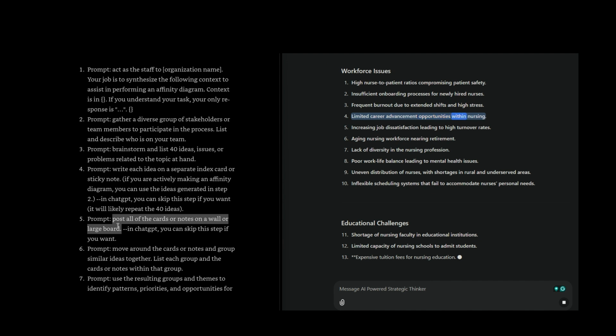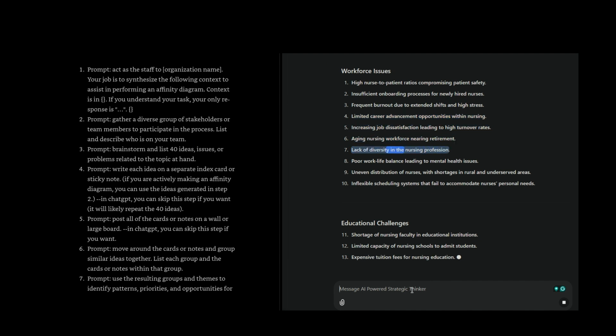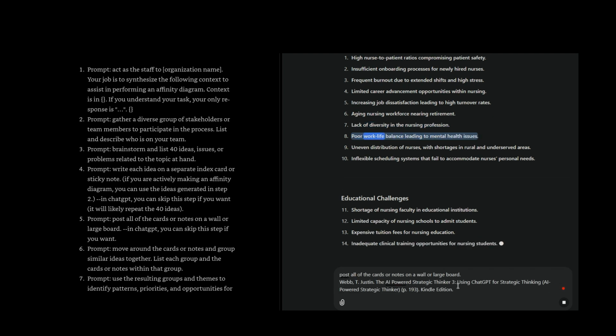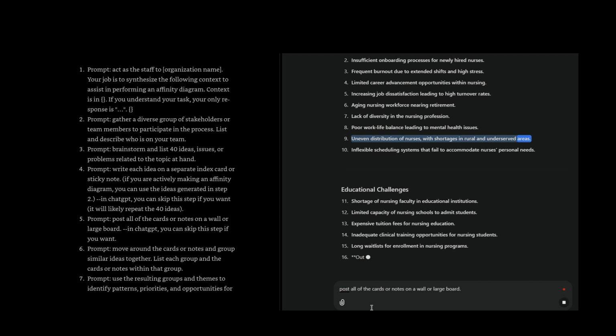Limited career advancement opportunities within nursing. Increasing job dissatisfaction leading to high turnover rates. Aging nursing workforce nearing retirement. Lack of diversity in the nursing profession. Poor work-life balance leading to mental health issues. Uneven distribution of nurses, with shortages in rural and underserved areas. Inflexible scheduling systems that fail to accommodate nurses' personal needs.